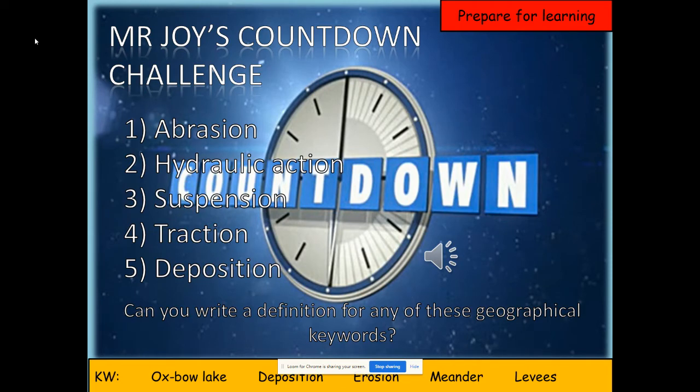Last week with Mr. Johnson, you went through the 4 processes of erosion, the 4 processes of transportation, and also deposition. What I've done here is I've picked 2 of the processes of erosion, 2 of the processes of transportation, and the term deposition. So quickly from memory, write a definition for any one of those 5 geographical terms whilst I press the music. Off we go.